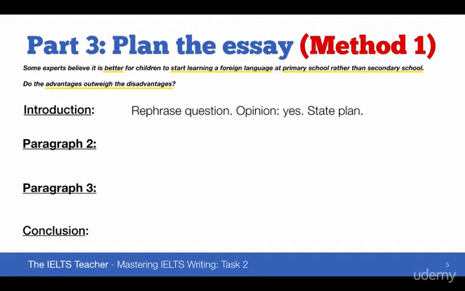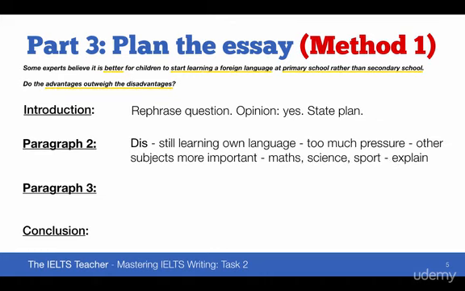So let's think about what we want here. Start with the side you disagree with. Maybe you think it is better to start learning a foreign language at primary school. If that's the case, then you can begin by looking at the disadvantages, the opposite side of beginning to learn a foreign language at primary school. So we'll just quickly do a few notes about what those are. Still learning your own language, there's too much pressure, other subjects are more important like math, science and sport, maybe a bit more support needed there.